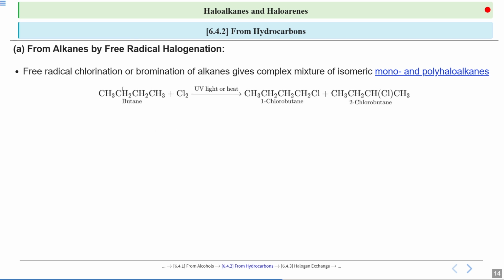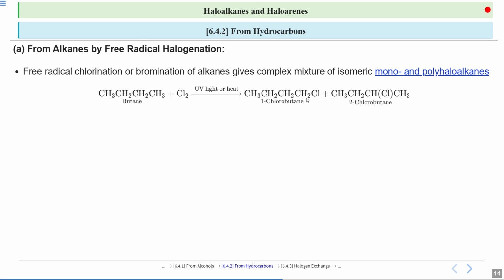The reaction is as follows: if you take this butane here, which is an alkane, and you react it with chlorine gas in the presence of UV light, or you provide heat to this reaction mixture, you are getting this mixture of 1-chlorobutane and 2-chlorobutane. The chlorine is attaching to different carbons, right? 1-chlorobutane and 2-chlorobutane.